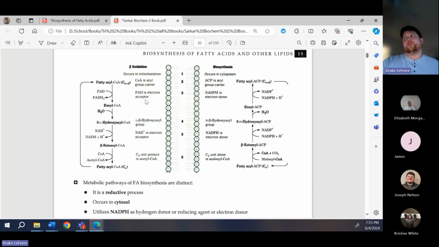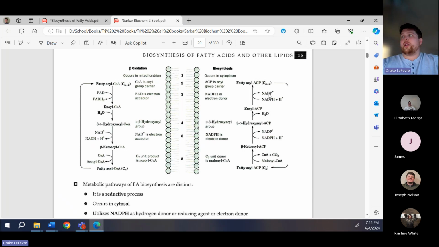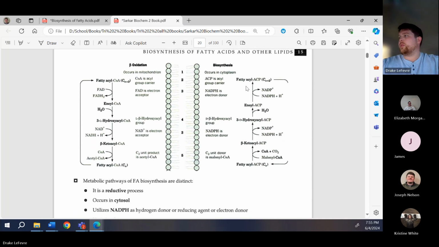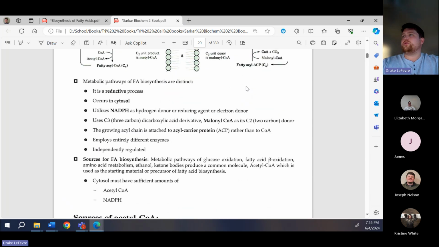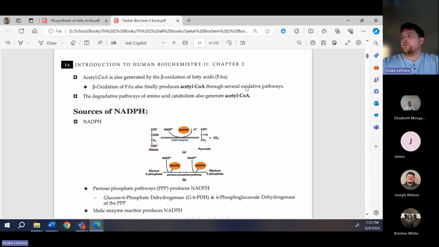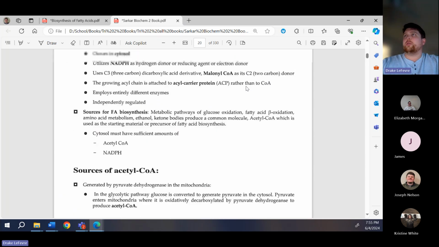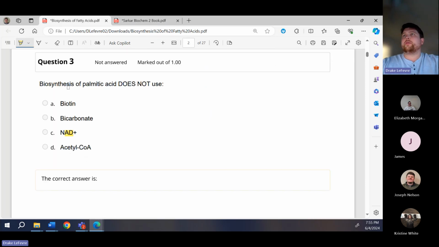I want to make sure it's really clear that beta oxidation is in the mitochondria, and biosynthesis, so building of them, actually happens within the cytoplasm. Make sure that you understand those are two separate, very separate processes. They're not happening in the same area. We will continue to come back to this as we keep going through stuff.